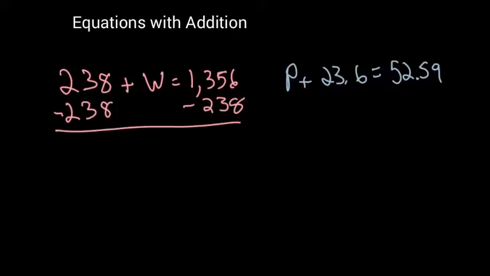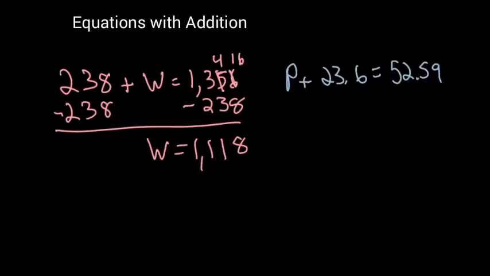So 238 minus 238 gives us 0, so we're left with just W over here. And then we do 1356 minus 238. And just follow your normal subtraction rules. So got to borrow to do 6 minus 8. So that's 16 minus 8 is 8. 4 minus 3 is 1. 3 minus 2 is 1. And just bring down that 1. So W equals 1,118.